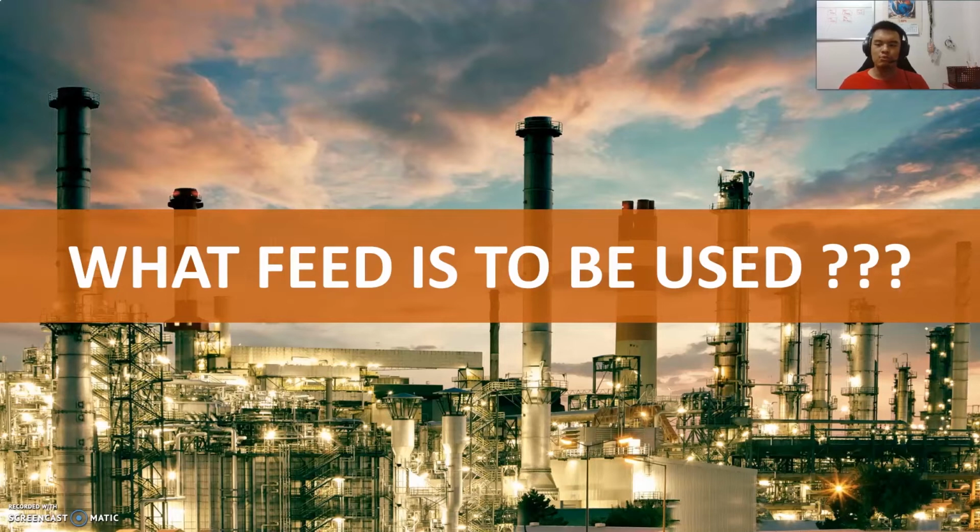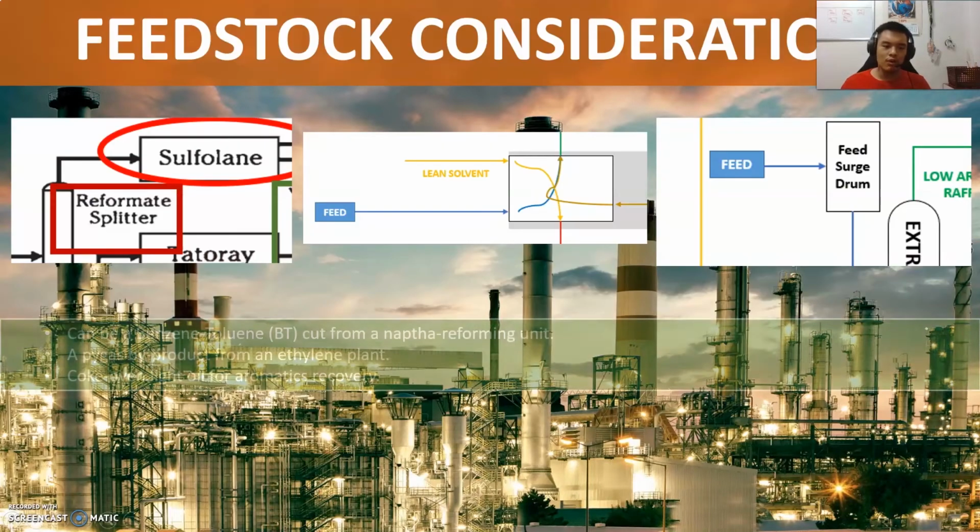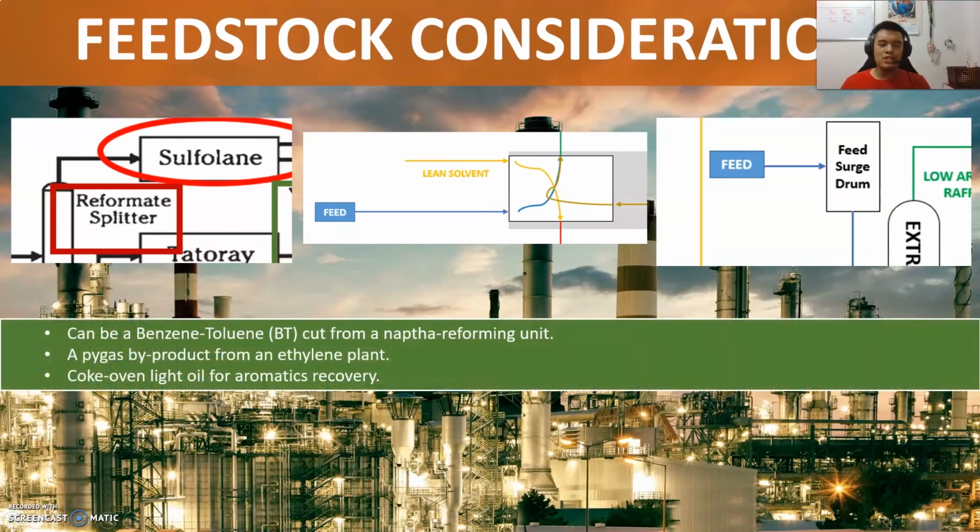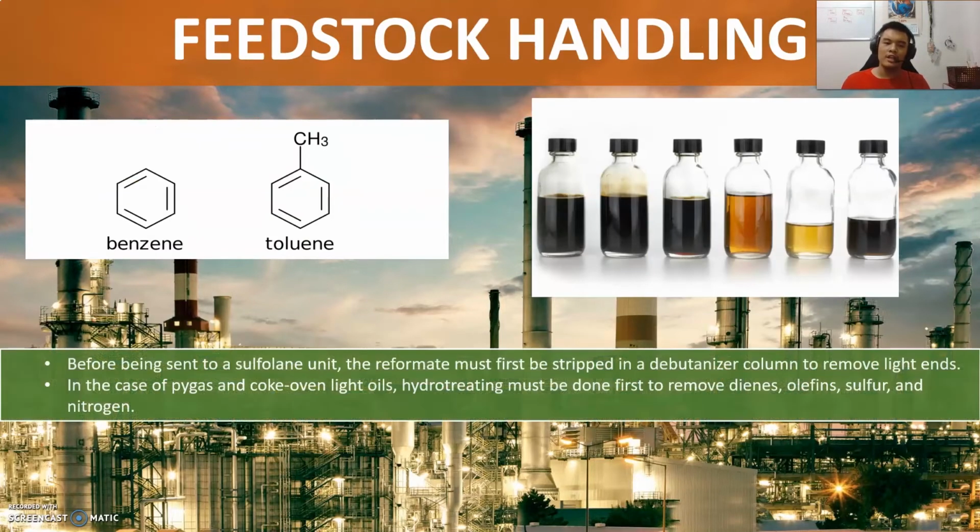Now we get to the part of what is being fed to the sulfolane unit in the first place. Well, it can be a benzene toluene cut from a naphtha reforming unit, a pygas byproduct from an ethylene plant, or it can be a coke oven light oil for aromatics recovery. And to handle the said feedstock, before being sent into a sulfolane unit, the reformate must first be stripped in a debutanizer column to remove the light ends.